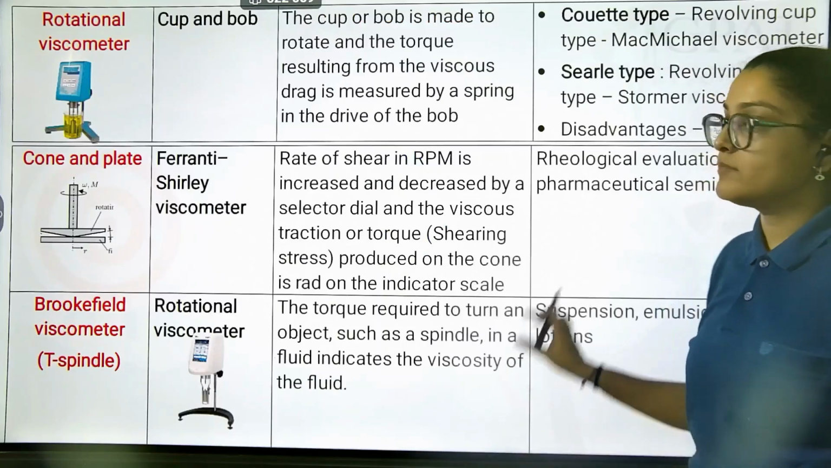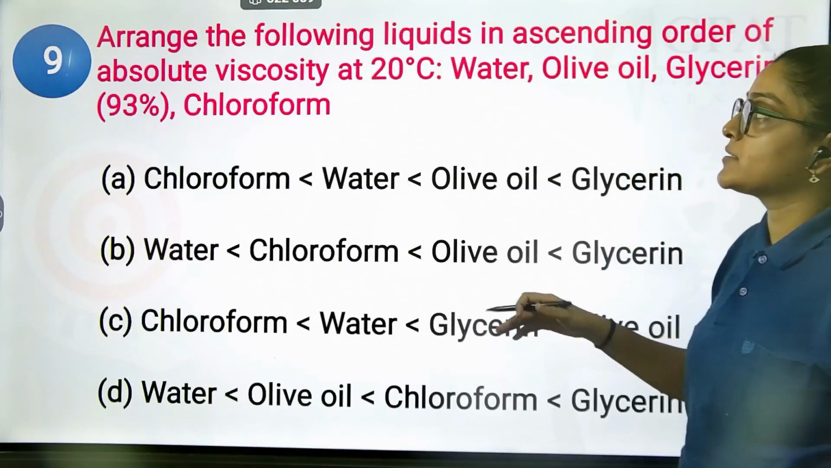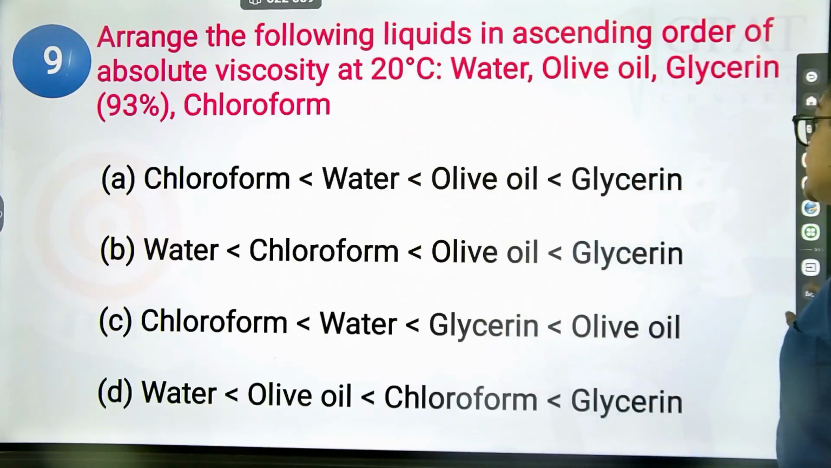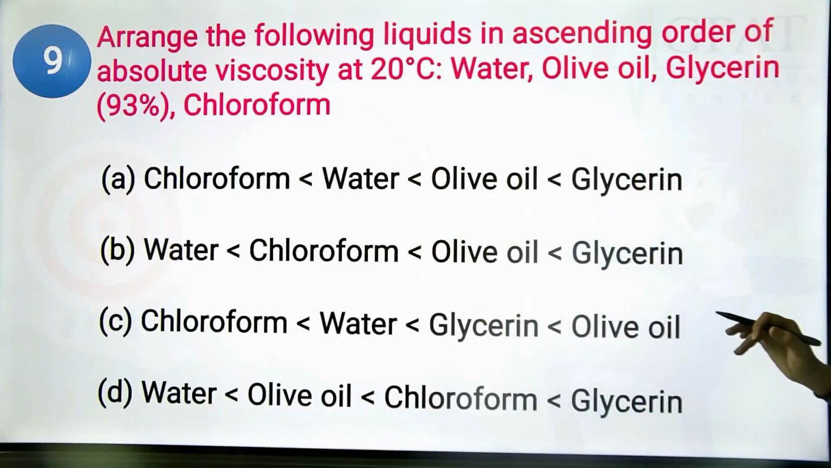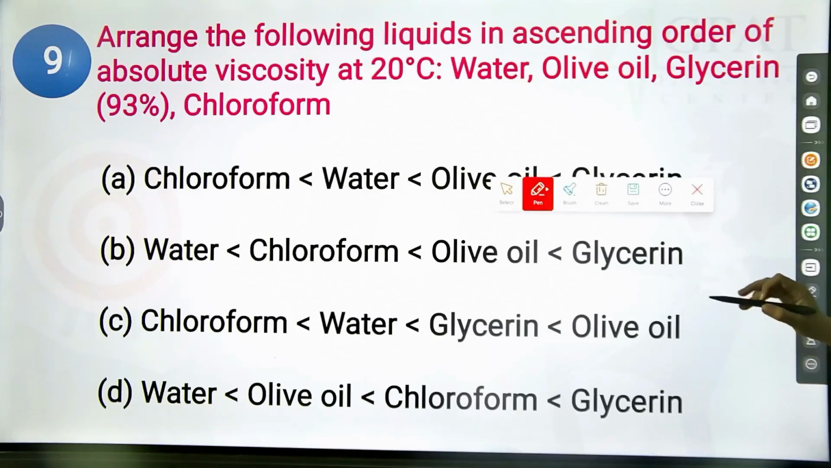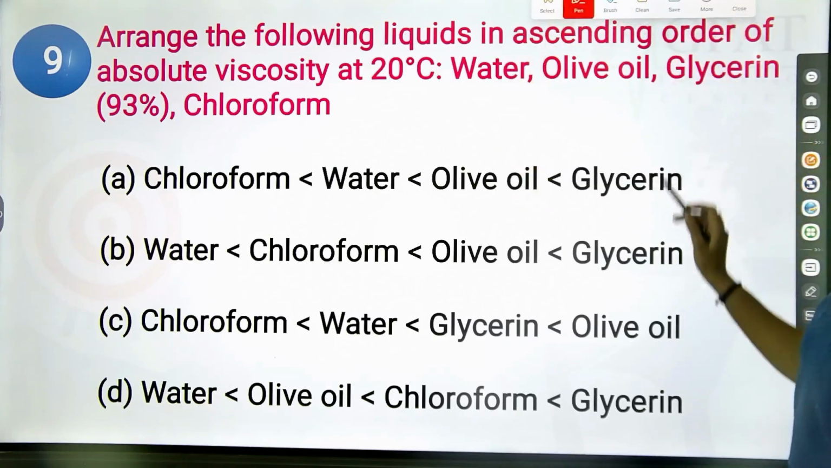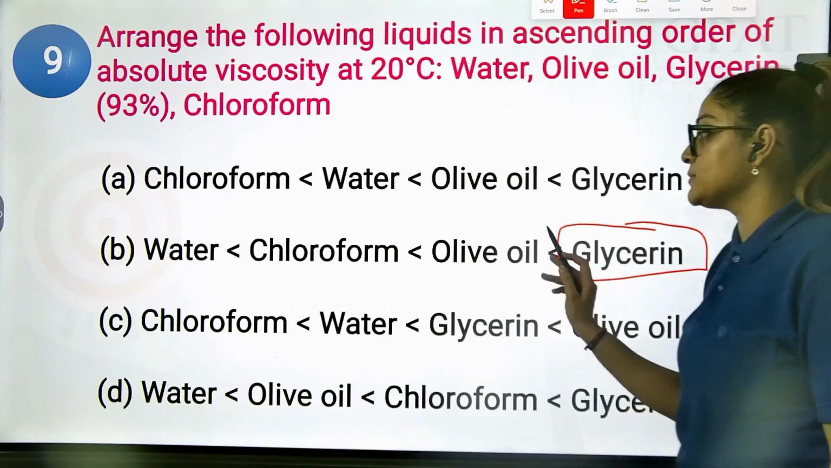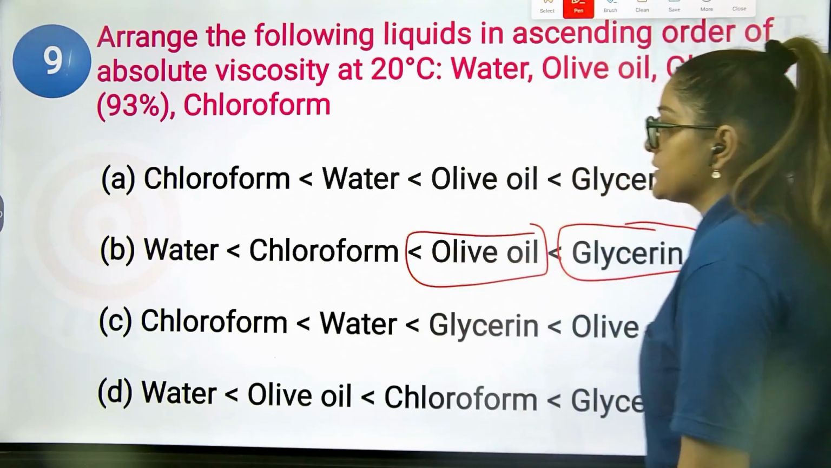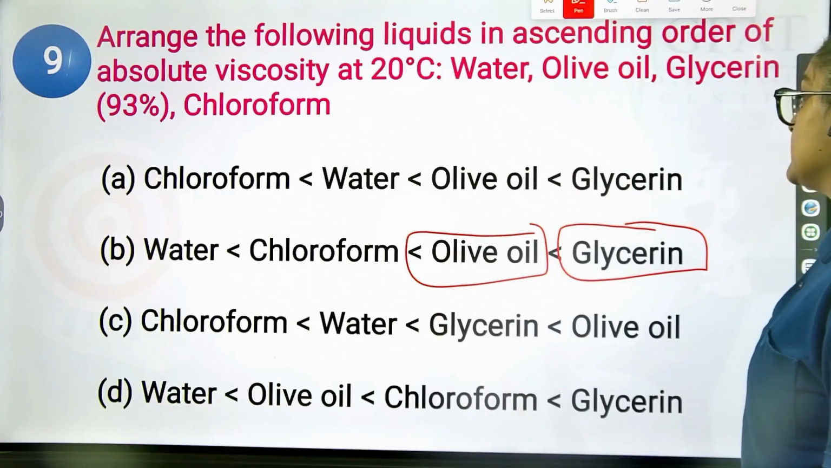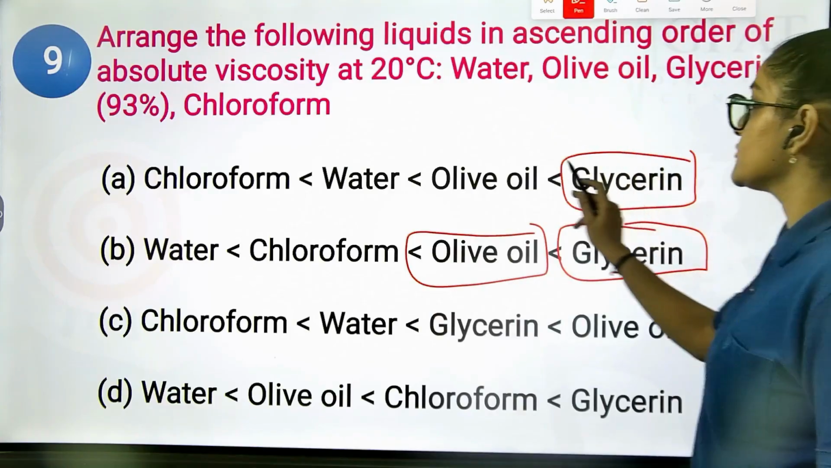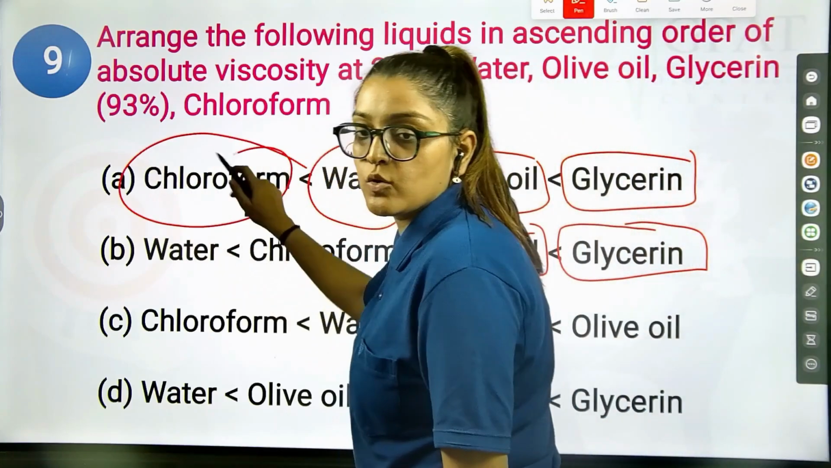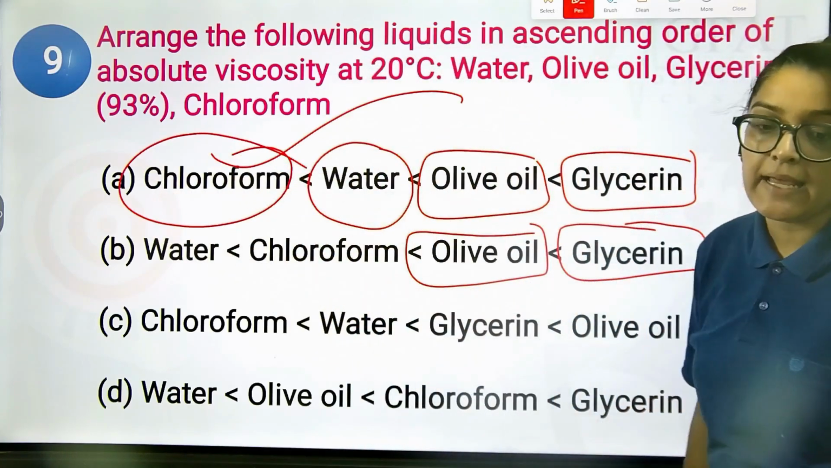Next, arrange the following in ascending order of their absolute viscosity at 20 degrees Celsius: water, olive oil, glycerin and chloroform. The highest absolute viscosity is going to be for the glycerin, then it is for the olive oil, then for the water and then for the chloroform. So option A must be directly correct, right?